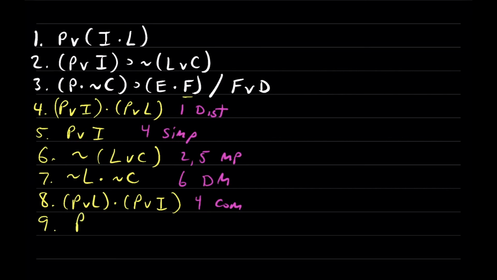So we'll simplify to get P or L on its own line. Line 8 by simplification. Now we know L is false. Line 7 says L is false and C is false. We just need to simplify to get not L on its own line. So not L, that's going to follow now from line 7 by simplification.